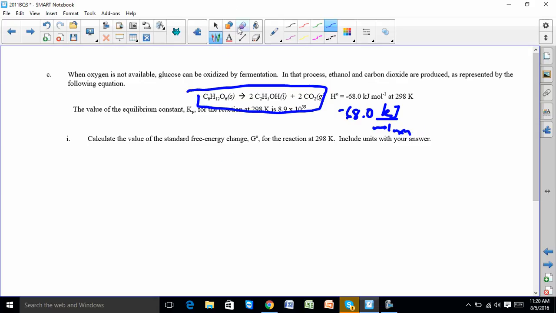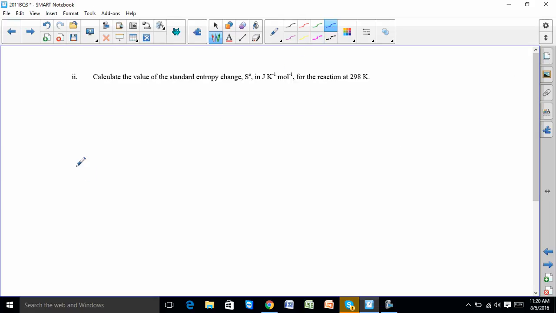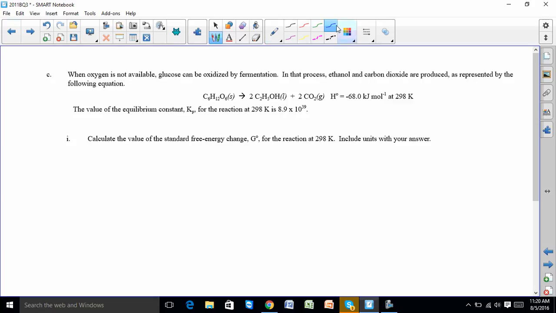And so the first question is, what is the value of the free energy change? So they want delta G naught. Now, we have an equation that relates delta G and K.